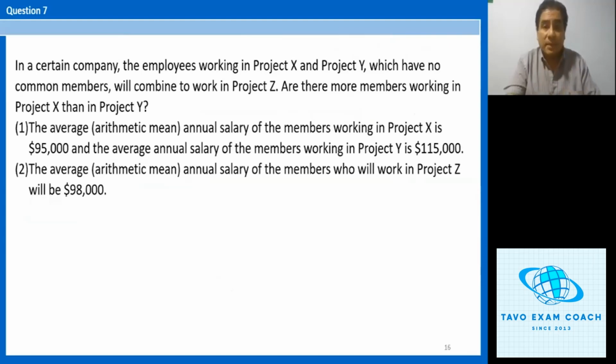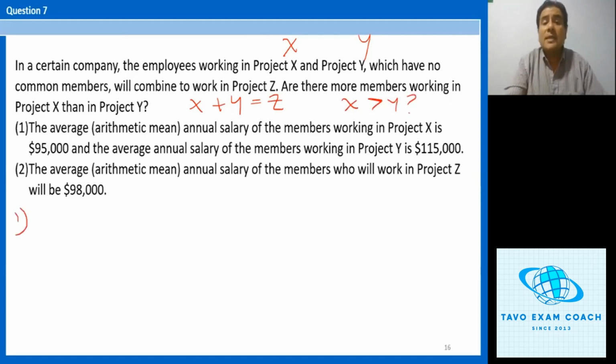Let's check exercise 7. In a certain company, the employees working in project X and project Y, which have no common members, will combine to work in project Z. Are there more members working in project X than in project Y? We can just label X and Y the number of members in each project. The sum of them would be Z, the total number of members in both projects combined. They're asking us if X is greater than Y.